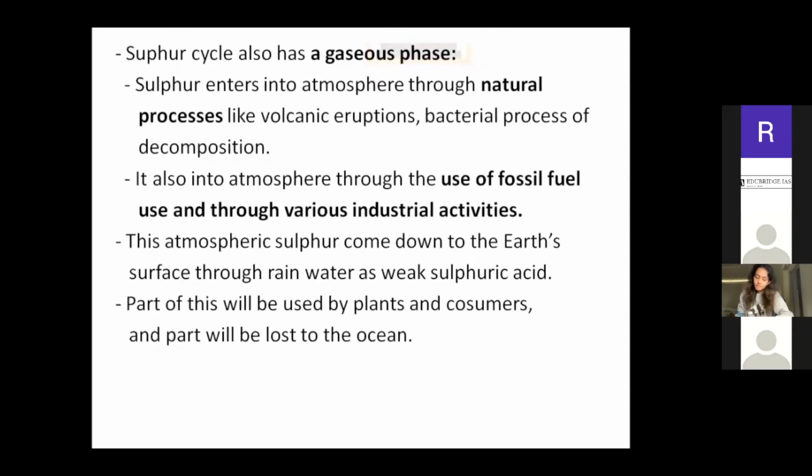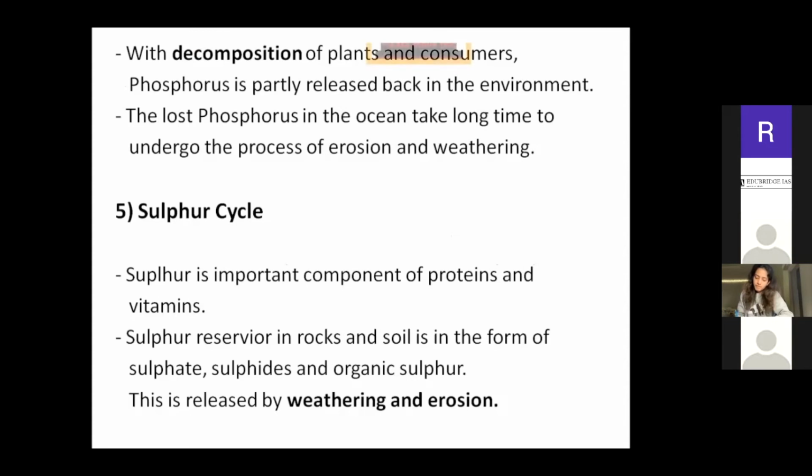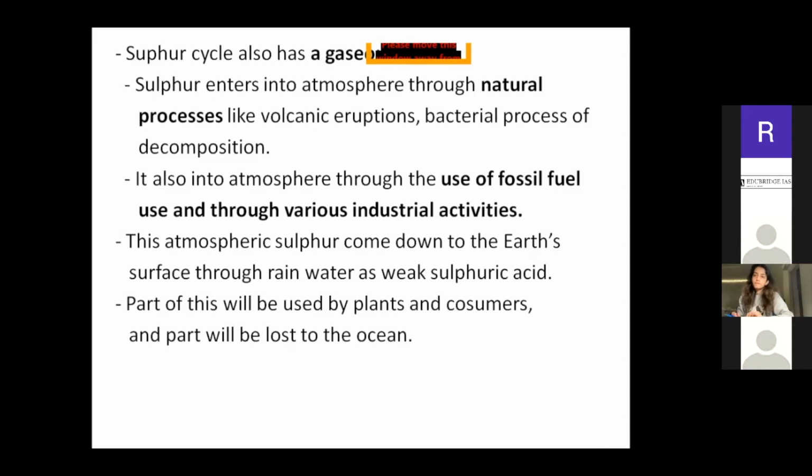As it is released from weathering and erosion, it will be made available to plants and subsequently to consumers. But apart from this sedimentary cycle, even sulfur has a gaseous component. Sulfur cycle has a gaseous phase, you can say. And we all know that there are certain atmospheric or natural processes like volcanic activities or bacterial processes through which sulfur is released into the atmosphere as a gaseous form of sulfur. So through natural activities, sulfur is made available to different organisms.